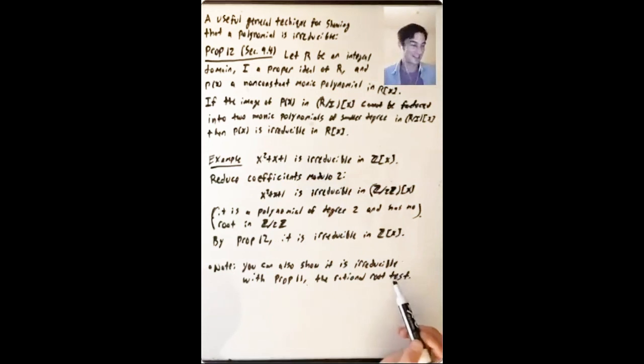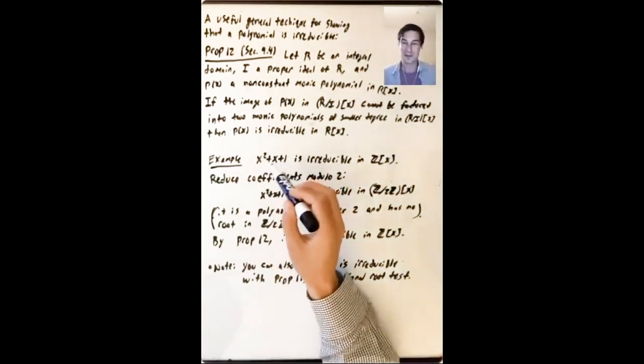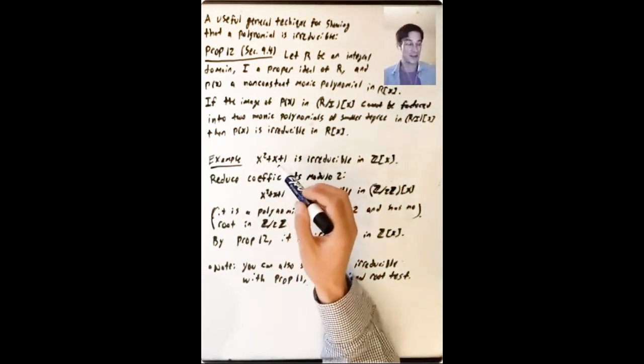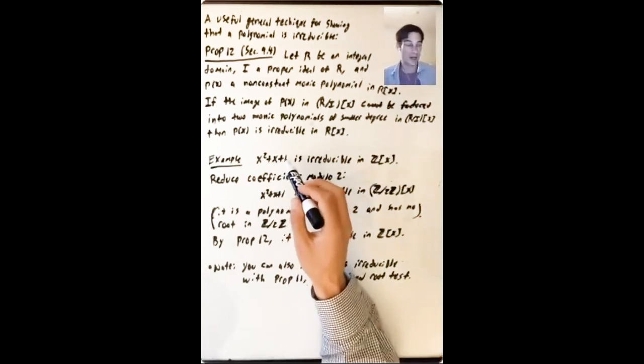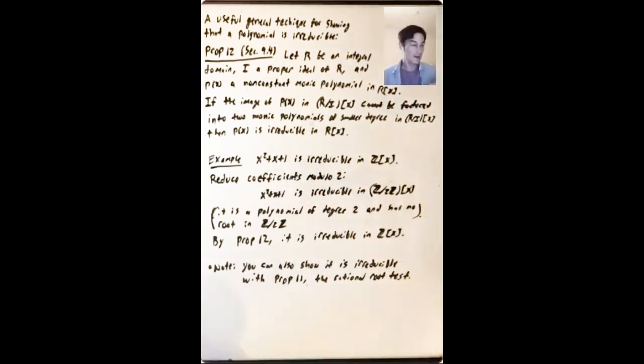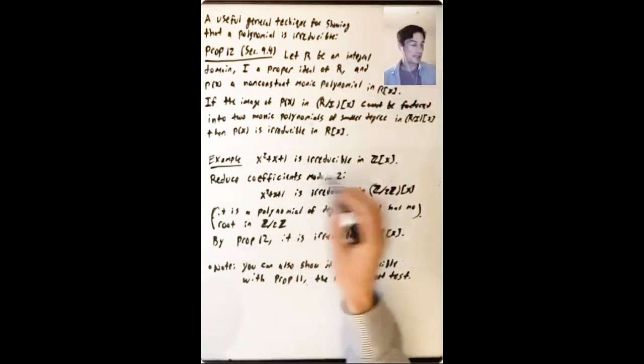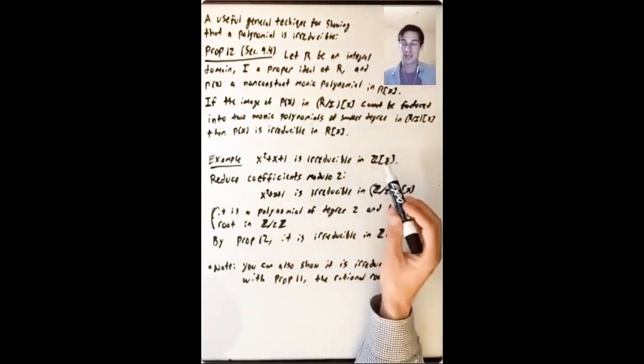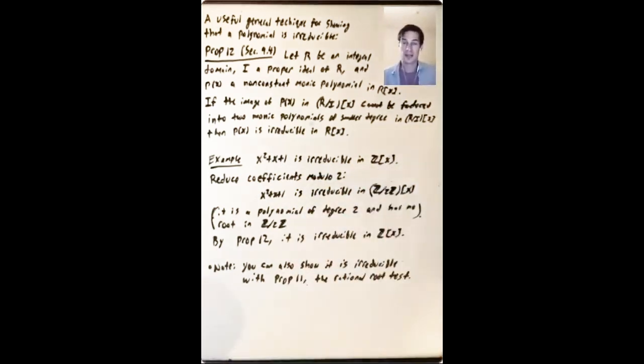Okay, I'll say that this example, you can also prove that this is irreducible with proposition 11, applying the rational root test. If it were reducible, it would have to have a root in Q. The only roots you need to consider are 1 and -1, and neither one of them is a root. But I want to show you this technique because this ends up often being very useful for understanding when polynomials are irreducible.